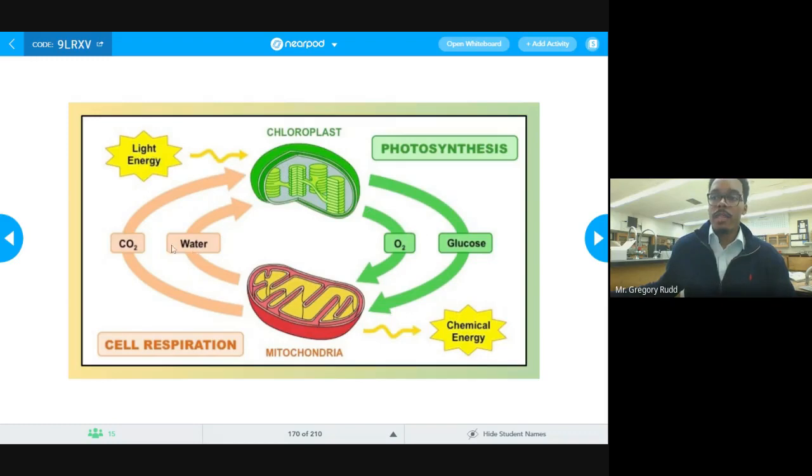So, for example, chloroplasts need carbon dioxide, water, and light energy to make food. And the food that they make is called glucose or carbohydrates, as well as oxygen. Mitochondria need glucose and oxygen to make chemical energy. And in the process of making that energy, they also, as a byproduct, make water and carbon dioxide. So that's truly the cycle that we're seeing here.